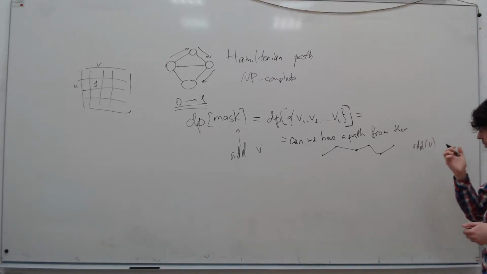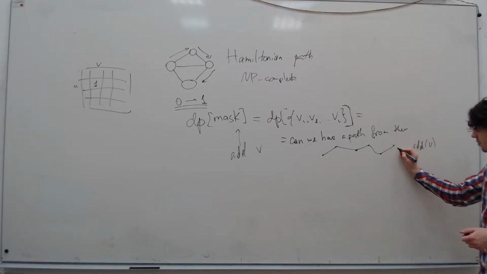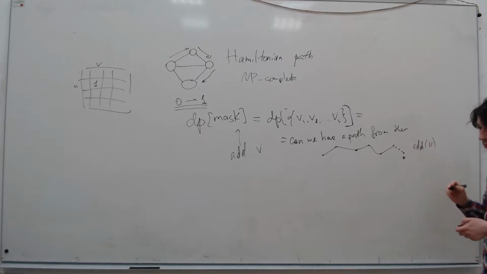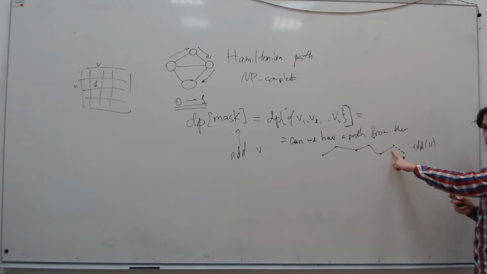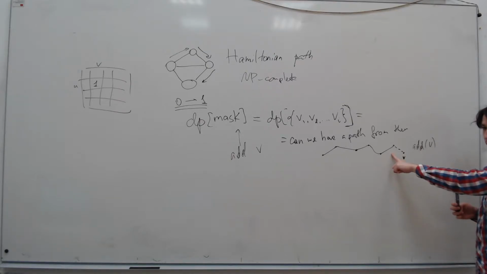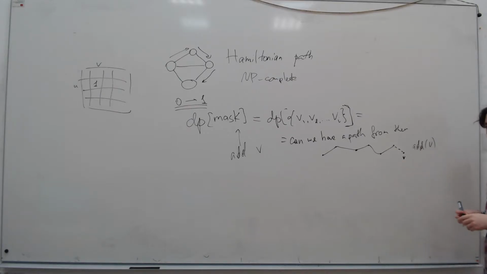Okay. Probably I'm again waiting for the right answer. So you want to add v to the end of the path to increase the path. V should be connected to the last vertex on the path. Okay. So it's connected with the end.